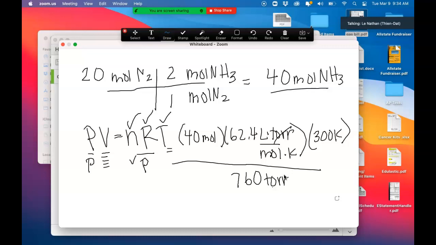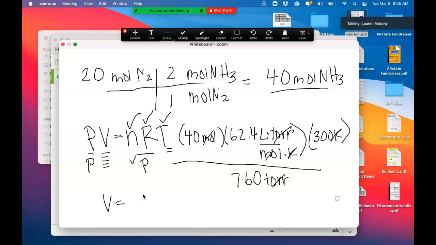Wait, was this defined as liters? Yep, volume, which is liters. Volume is measured in this chapter in liters or sometimes milliliters. So you just plug these in. Volume equals all of those numbers. So 40 times 62.4 times 300 divided by 760.